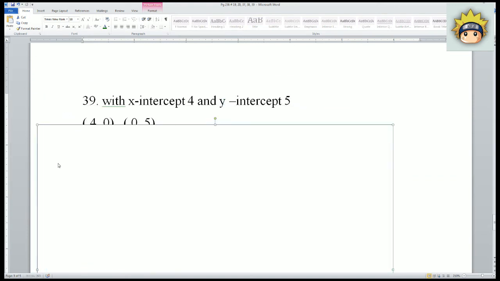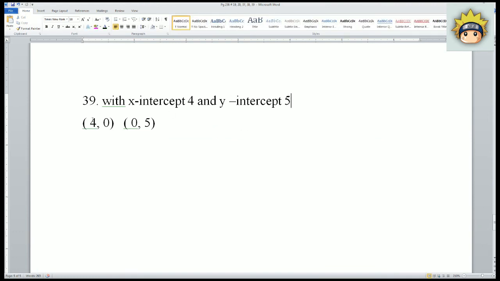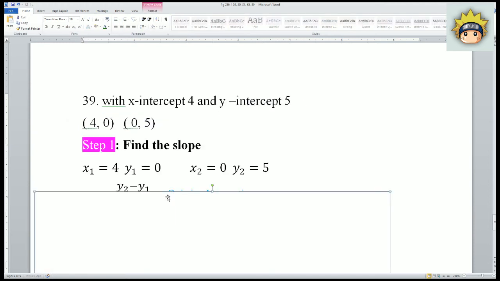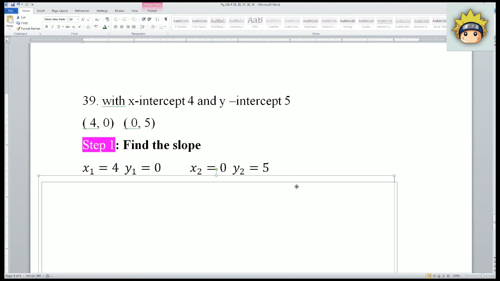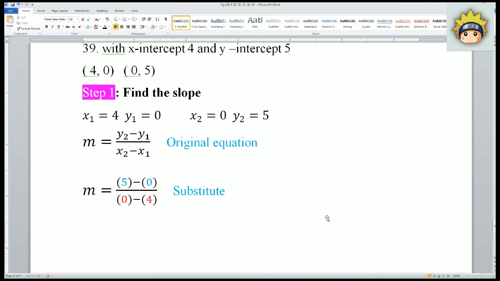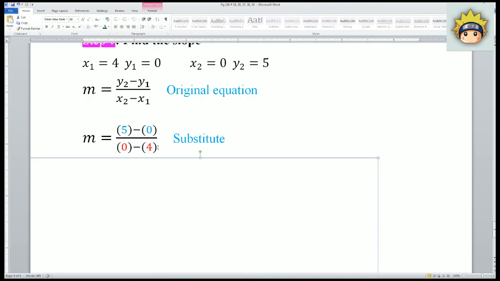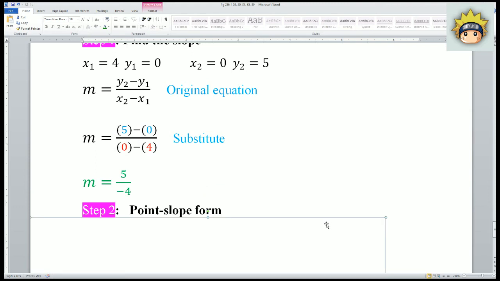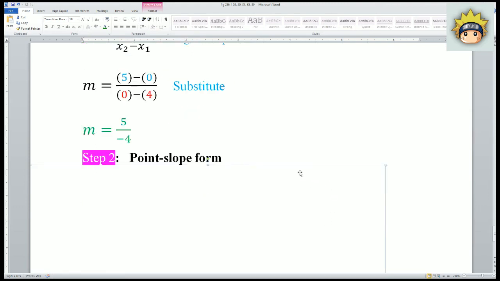Alright, same thing here. With an x-intercept of 4 and a y-intercept of 5, so 4, 0. This is my x-intercept, and my y-intercept is 0, 5. Finding the slope, as before, I label my points. That's my slope equation: 5 minus 0 over 0 minus 4, so m equals 5 divided by negative 4.